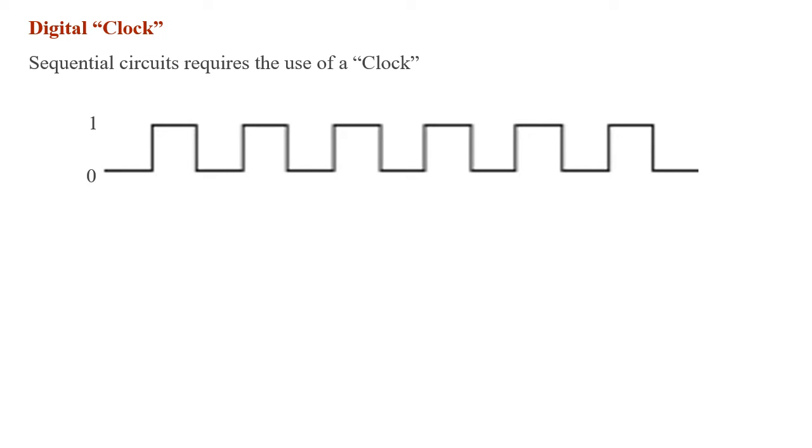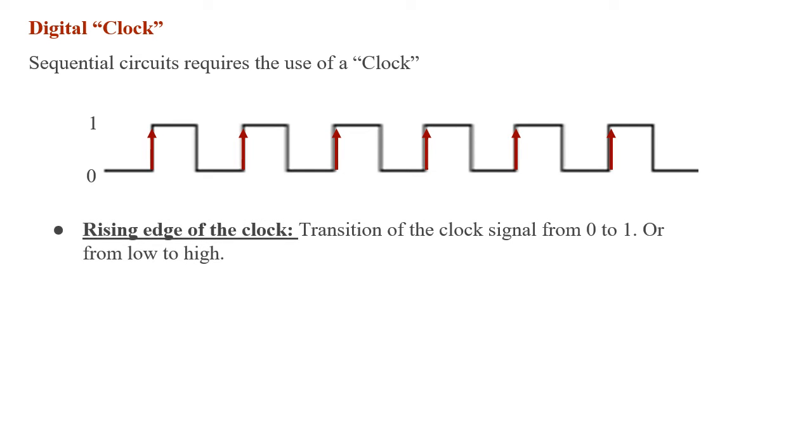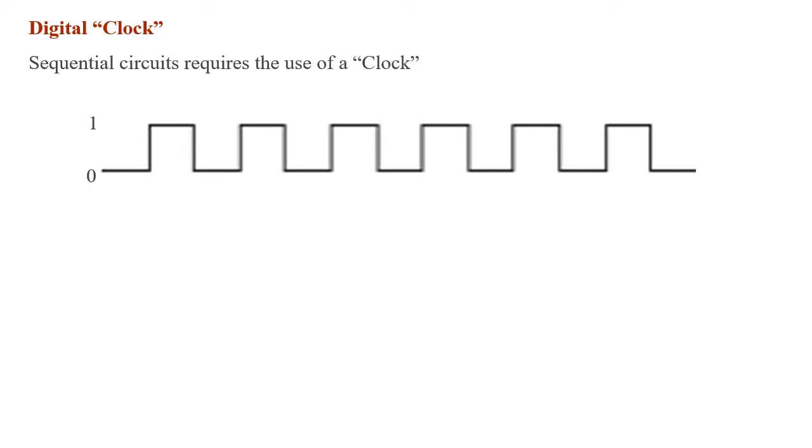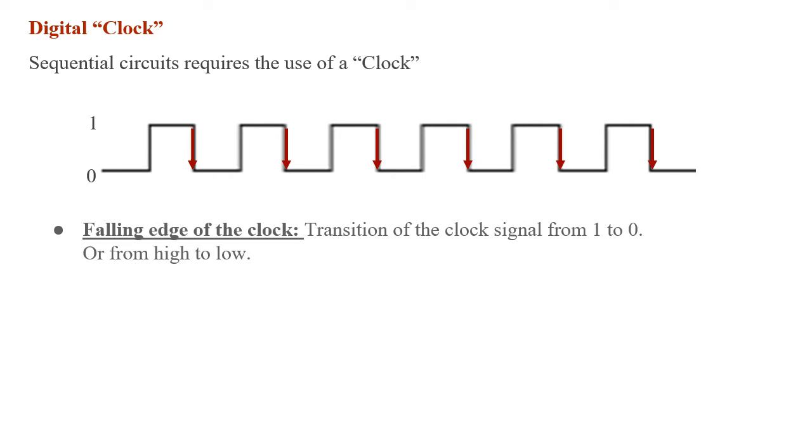For example, we can say that the circuit component updates their value at the rising edge of the clock. The rising edge of the clock basically is the transition of a clock between 0 and 1, or from low to high. Alternatively, we can say that the elements of the circuit or the components update their value with the falling edge of the clock. The falling edge of the clock is the transition of a clock from high to low or from 1 to 0.